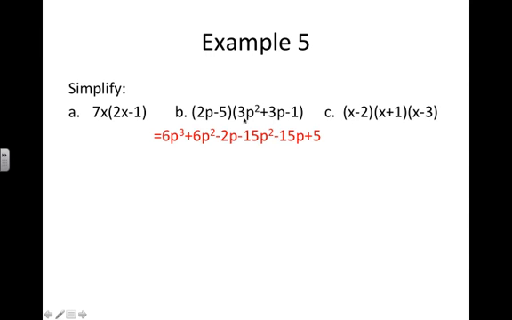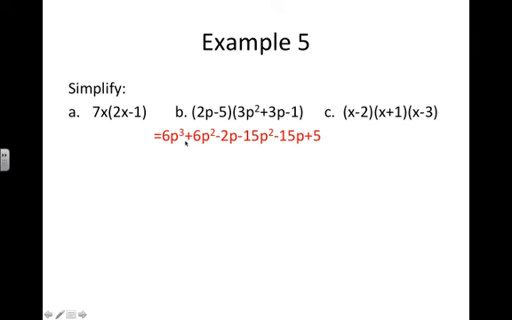All right, 2p times 3p squared gives us 6p cubed. And then 2p times 3p gives us 6p squared, so plus 6p squared. And then 2p times negative 1 gives us minus 2p. So there's that. Now we're going to come back with the negative 5. Negative 5 times 3p squared gives us negative 15p squared. Negative 5 times 3p gives us negative 15p. Negative 5 times negative 1 gives us plus 5.